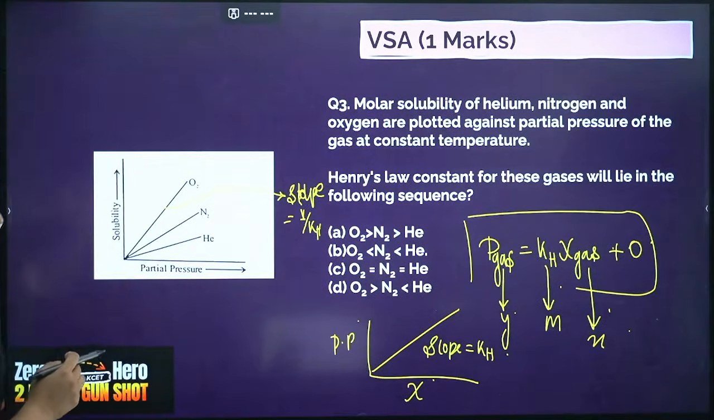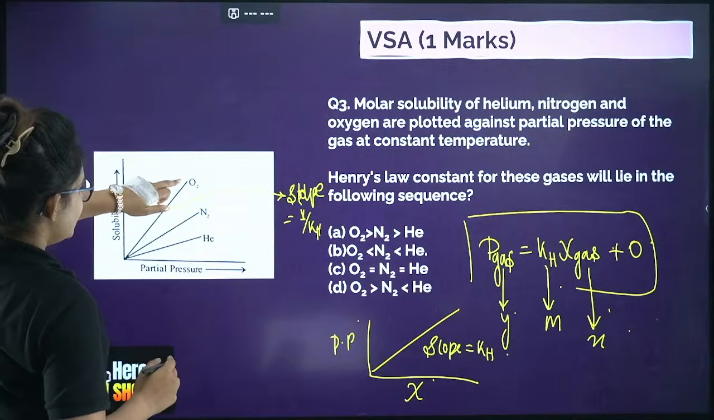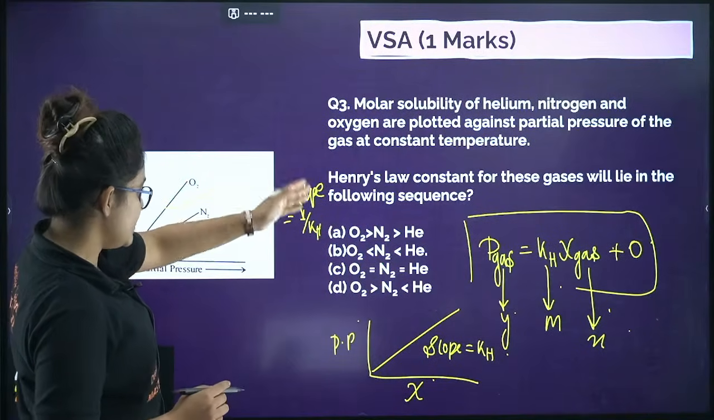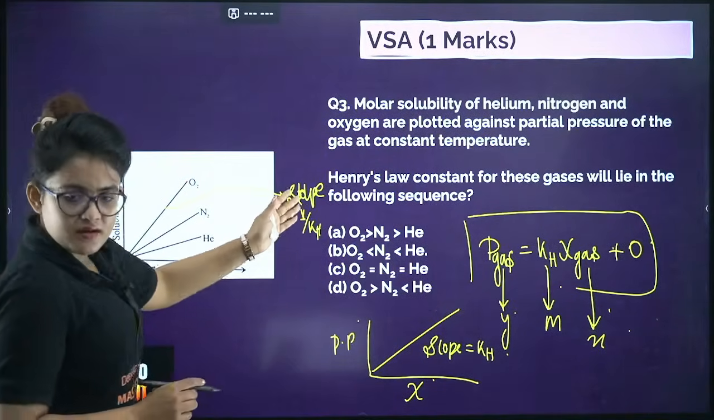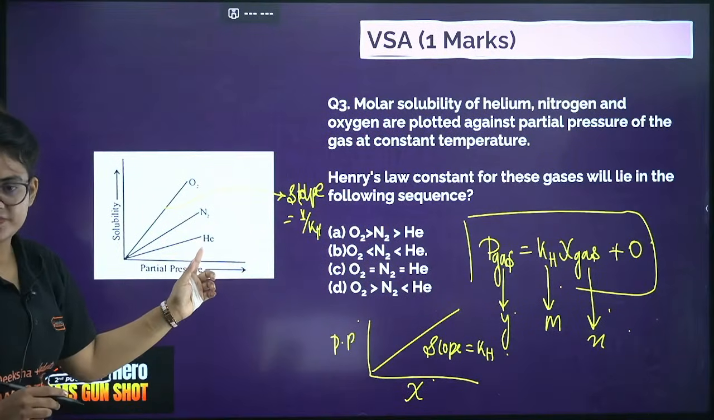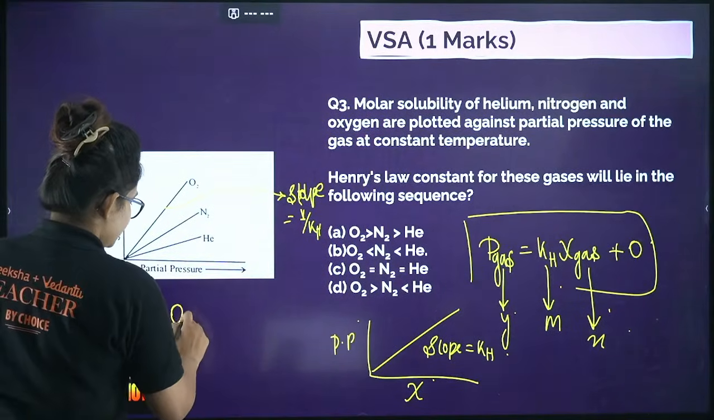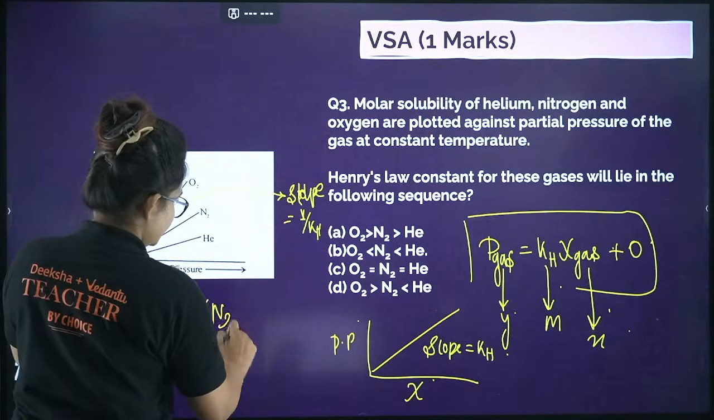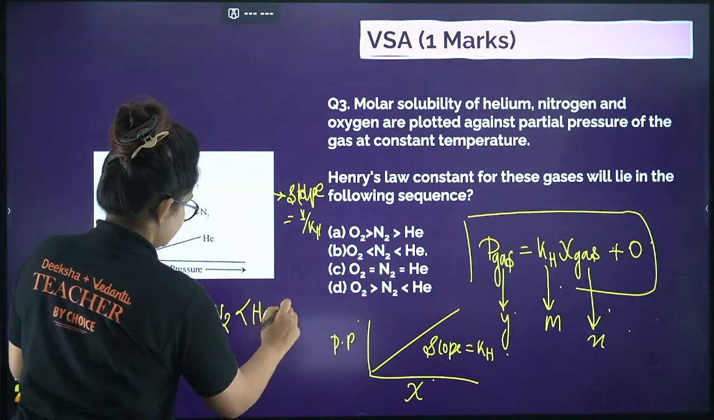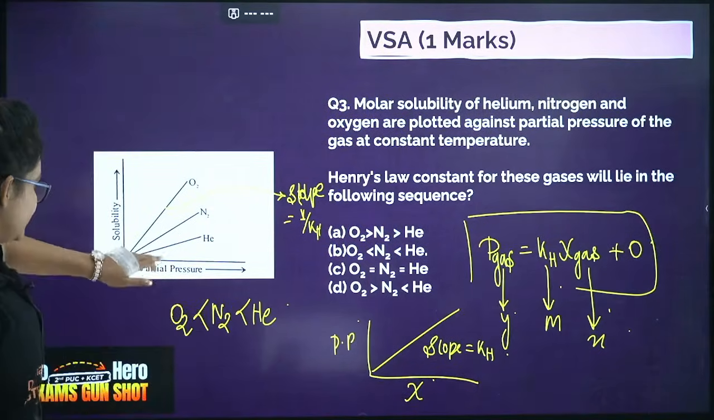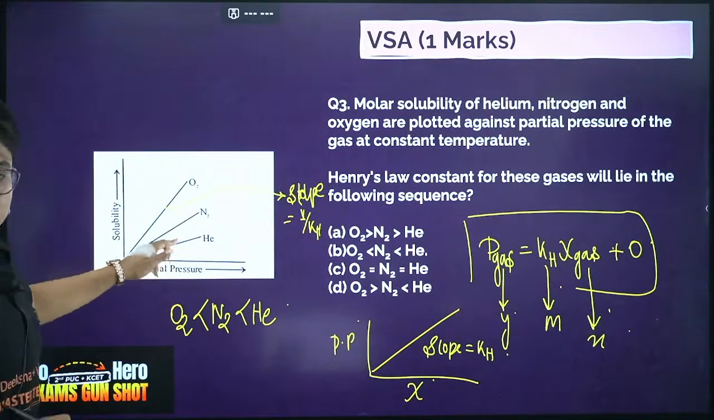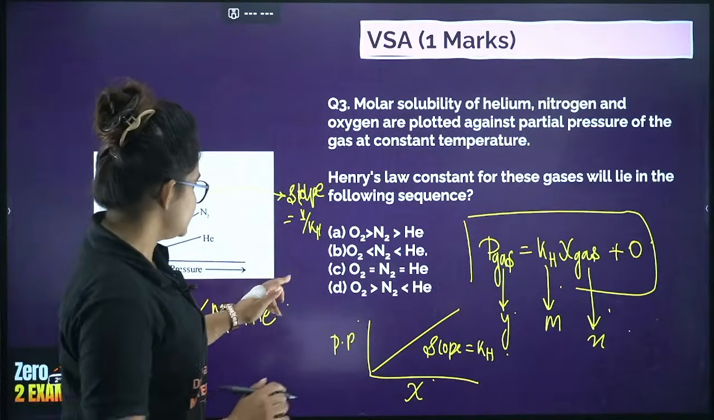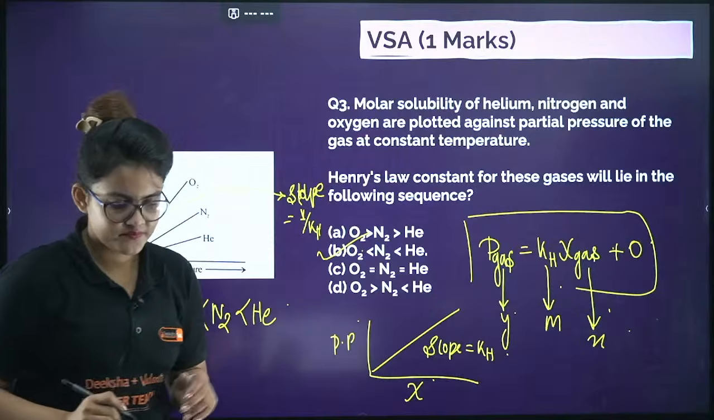So now from this particular case, I can find it. Here you can see O2 is having maximum KH value, right? So 1 by KH is lowest for O2, then you will be having N2, then you will be having HE. Okay, if they had given the partial pressure here and solubility below, then your answer would be the exact opposite. I guess you understood this. So your answer is going to be B.